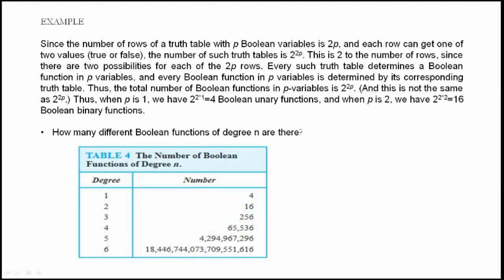Here, this is not the combinations. Previously I told about combinations of the states. This is the number of functions that you can make, the number of possible functions out of a degree. Clear? There is a difference. Please make note of this. So if there is a truth table with p Boolean variables, then the number of functions that you can make is 2 power 2 power p. Just write the formula like that.